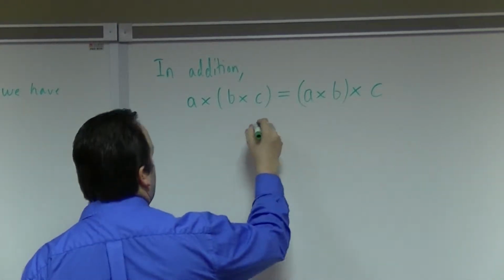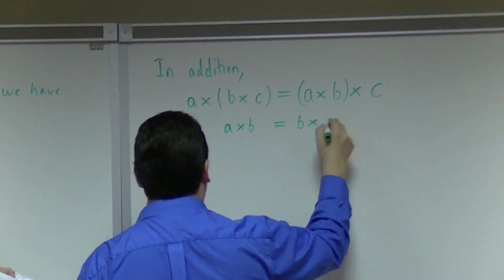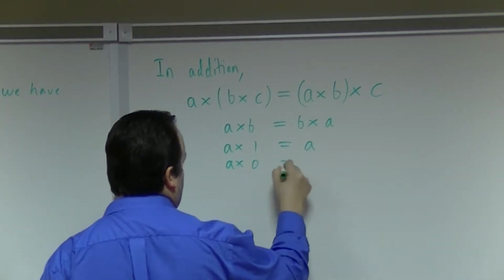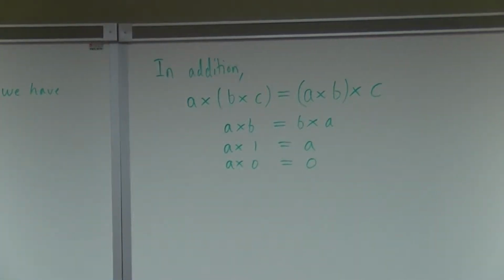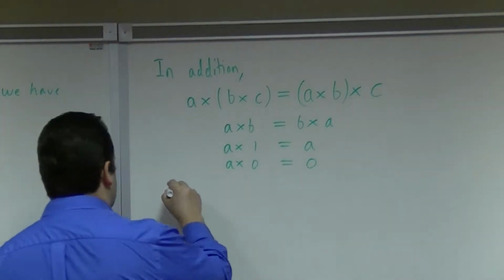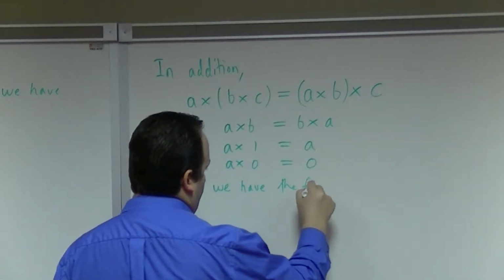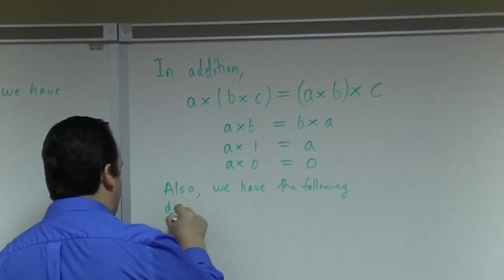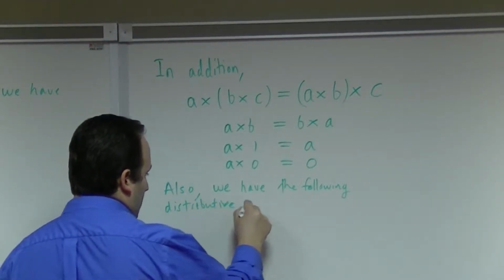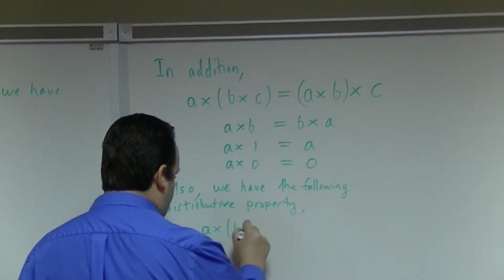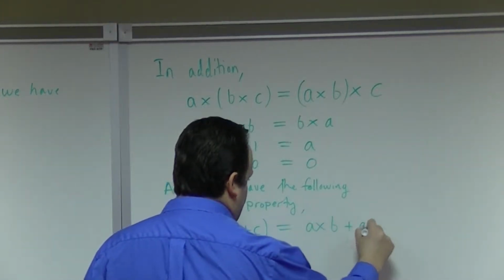The multiplication's also commutative. So A times B is equal to B times A. And A times 1 is equal to A. And A times 0 is equal to 0. So this is how addition works. This is how multiplication works. And there's also a distributive law which connects these two things. The distributive property is that A times B plus C is equal to A times B plus A times C. All right.